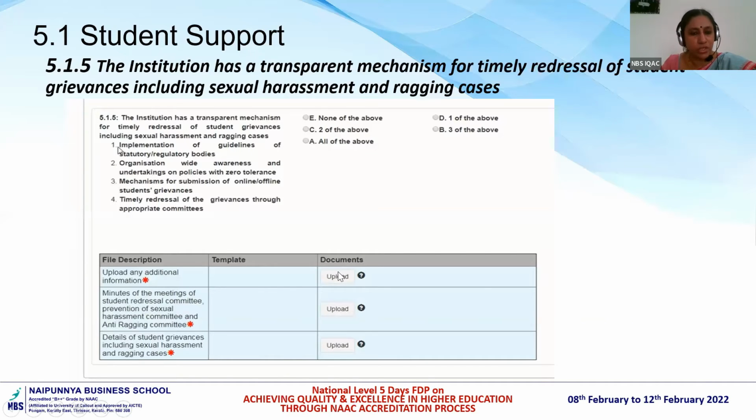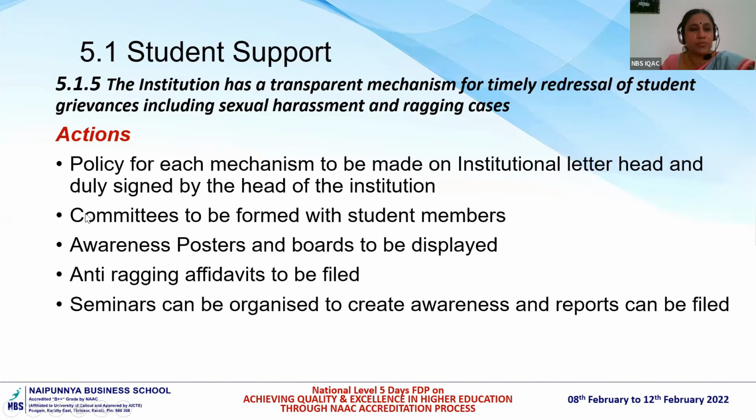Upload the additional information. And here I'll show you the mandatory things, that is, all the actions you should take at the institution level to have a very good documentation process. One is the policy for each mechanism, to be made on institutional letterhead, duly signed by the head of the institution. If you have a student grievance redressal cell, you should have a policy for that, with members from faculty, the head of the institution, and students.